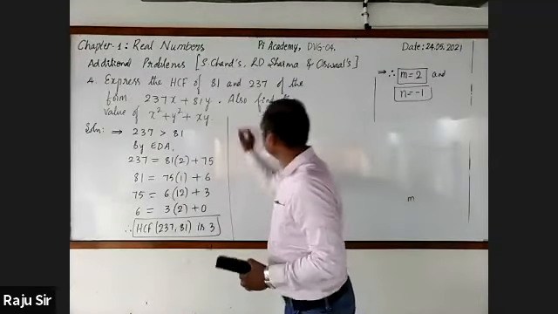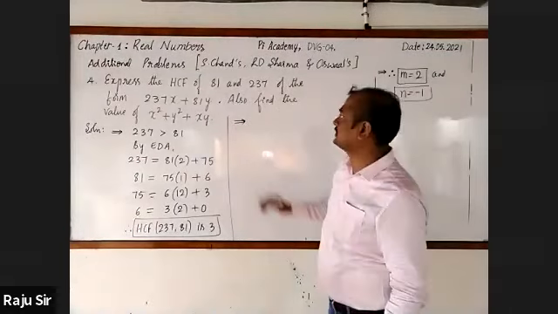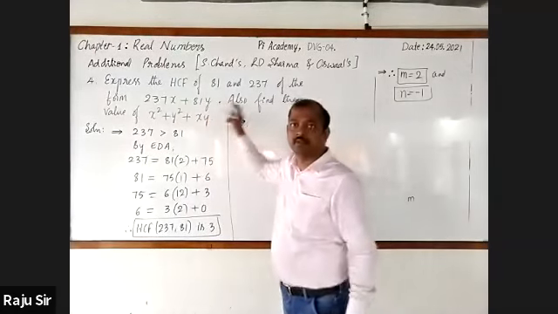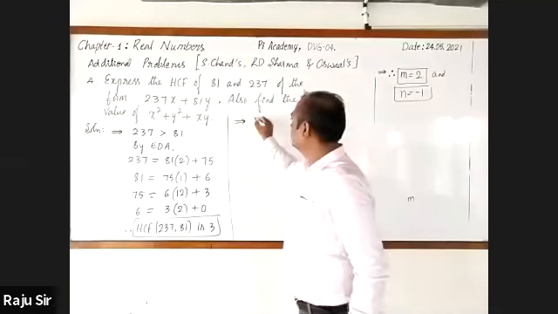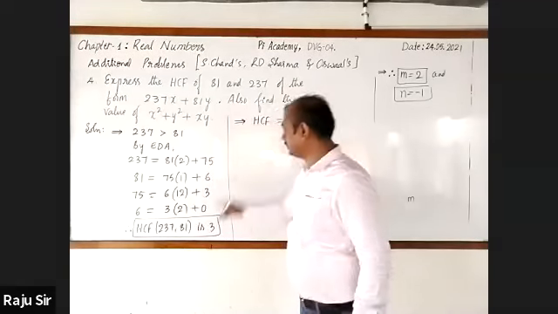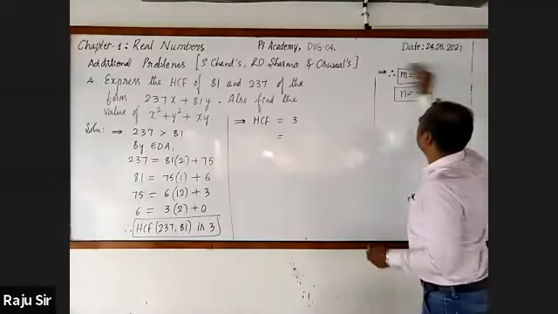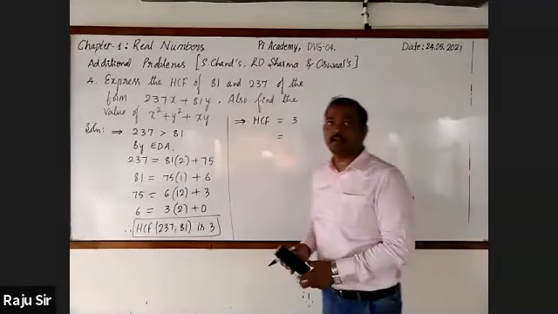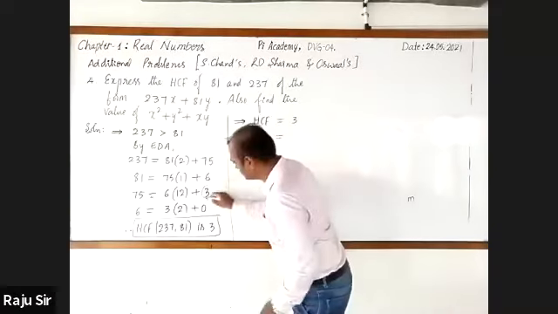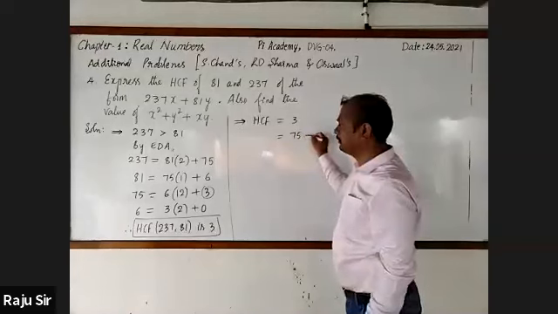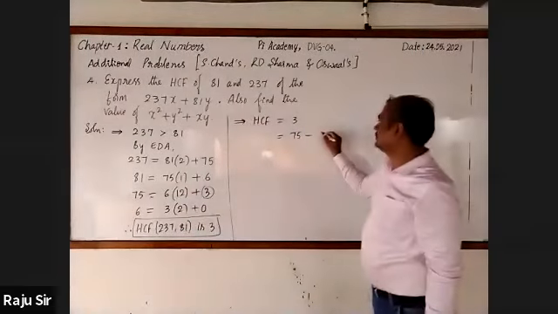Next. Let us express that in the form 237x plus 81y. Start writing with it. Here, the HCF we have just found out is 3. Observe in which step 3 is there as remainder. Third step, sir. In the third step. So here it is. Let us solve 3. It is 75 minus 6 into 12.